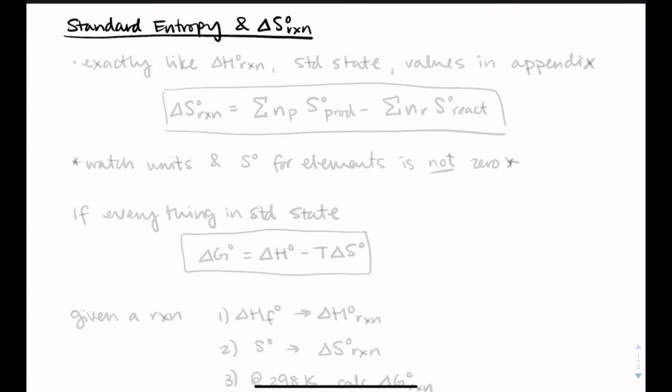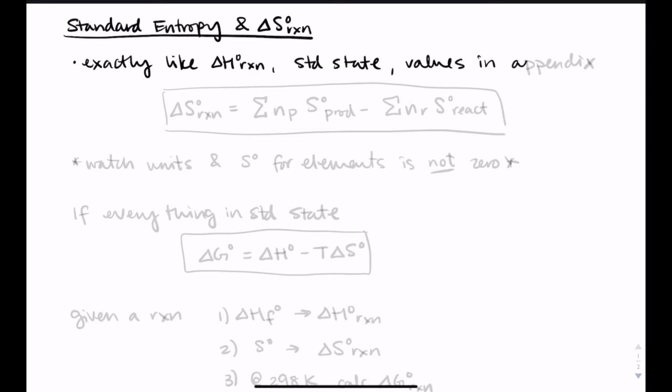Okay, don't be scared by the little circle, but we're going to talk about standard entropy and the delta S with the little circle for a reaction. Great news. This is exactly like the standard delta H reaction. Things have to be in their standard state. The values appear in the appendix.